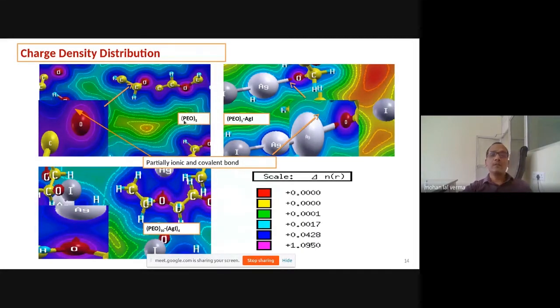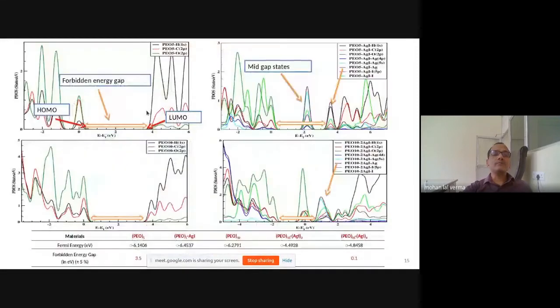So this is our charge density plot, and what we observe here is a partially ionic and covalent bond. As far as silver iodide is concerned, it is purely ionic, but when we dope this, then it is a partially ionic and covalent bond, and this is for PEO10 AgI4. So this is a charge density plot. Now this is the DOS plot, the projected density of states, PDOS plot.